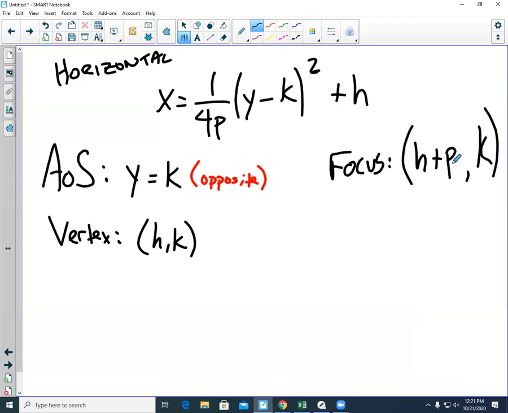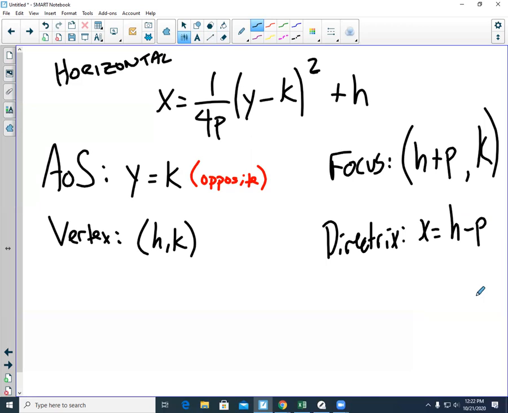Okay? So then I'm going to look at my directrix. And my directrix is going to be x equals, and then the opposite of this, so h minus p. This is the other thing I'm going to give you. So I'll give you the vertical, and I will give you the horizontal of these ones.